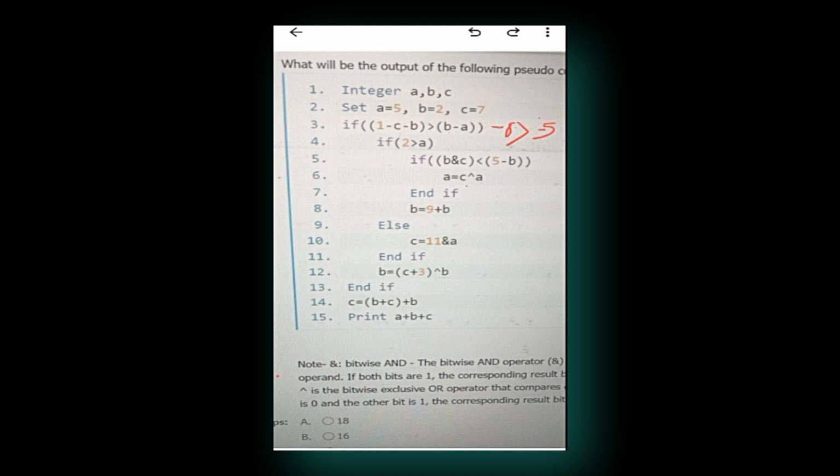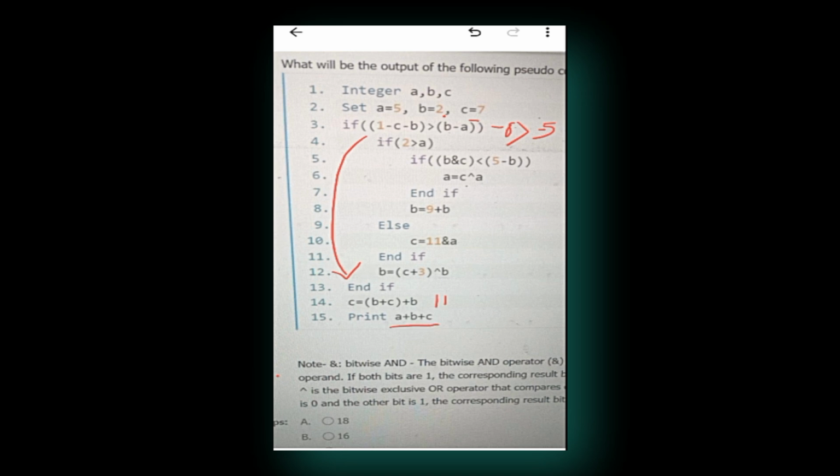So we'll have to directly jump to the else block, or we'll have to end the if block, right? So we jump to the end if. Then we initialize c is equal to b plus c plus b. So b is equal to 2 and c is equal to 7. So 7 plus 2 is equal to 9 plus b, that is 2. So 9 plus 2 is equal to 11, right? So the value of c becomes 11, and a is equal to 5, b is equal to 2 as it is, right? So at the last we are printing a plus b plus c.